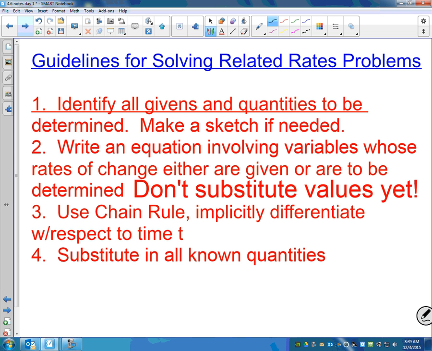So you have to make sure you don't substitute in any known values until you take the derivative. Then step 3, you take the derivative with respect to time, and then you can plug in what you know and solve for what's left. This has shown up on both the multiple choice and the free response, and the plan is tomorrow we're going to look at some of those questions that have shown up on the AP exam before, and see how they're a little different than what we've seen.